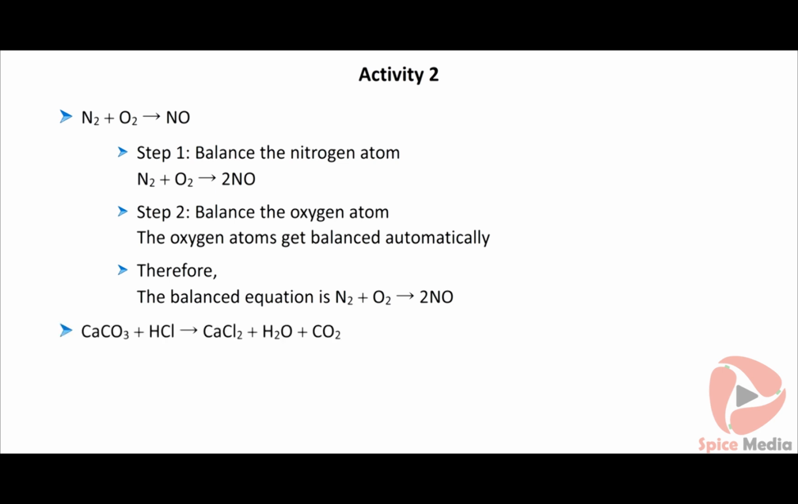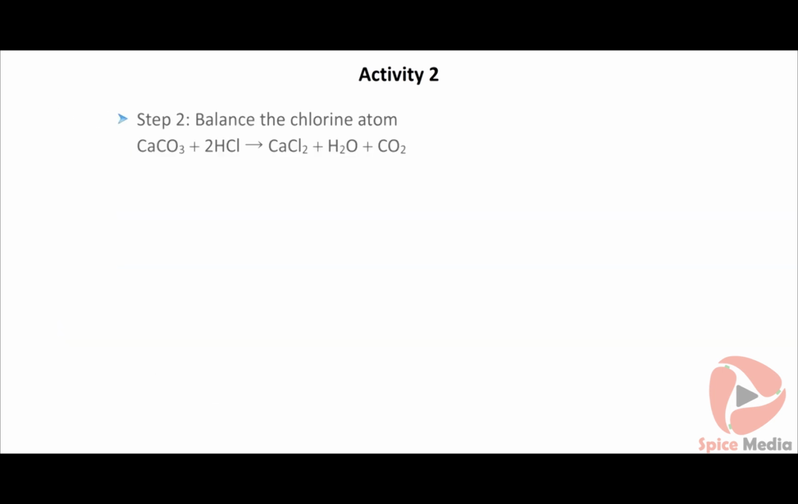CaCO3 plus HCl gives CaCl2 plus H2O plus CO2. Step 1. Balance the calcium element. You can see that it is already balanced by itself. Step 2. Balance the chlorine atom. There are 2 chlorine atoms on the product side and 1 chlorine atom on the reactant side. Therefore, the atoms of chlorine on the reactant side is multiplied by 2. Then we get CaCO3 plus 2HCl gives CaCl2 plus H2O plus CO2.